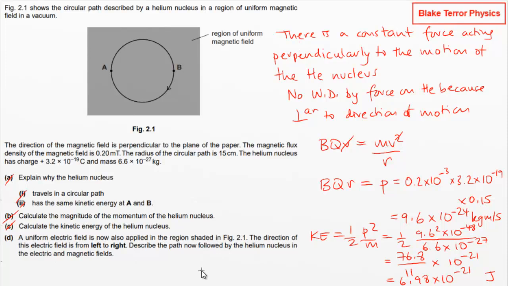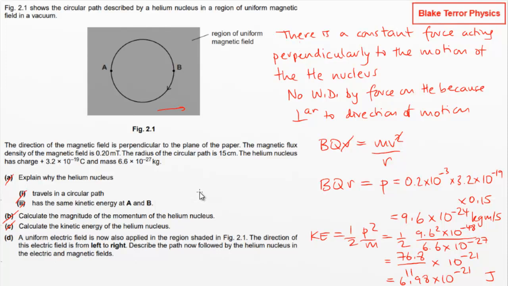Part B, a uniform electric field is now also applied in the region shaded in figure 2.1. The direction of this electric field is from left to right. So I put an electric field in going left to right, and that's the direction it pushes positive charge. And this is a positive charge. We've got a helium nucleus.